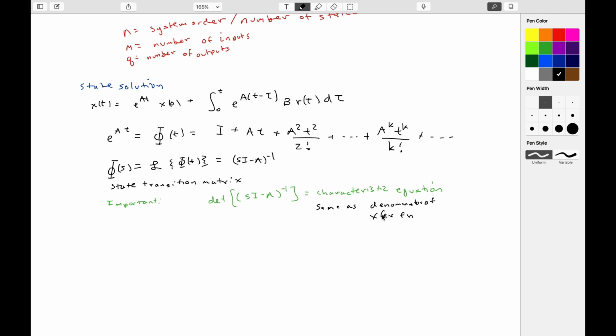So the easy way to find this is to actually find the state transition matrix, big Phi of s, which is the Laplace transform of the matrix exponential, which is equal to the inverse of sI minus A, remembering that I is just the identity matrix, and that I should be n by n. Another thing that's important to note, and that helps us relate this to transfer functions, is that the determinant of sI minus A is equal to the characteristic equation, which is the same as the denominator of the transfer function.